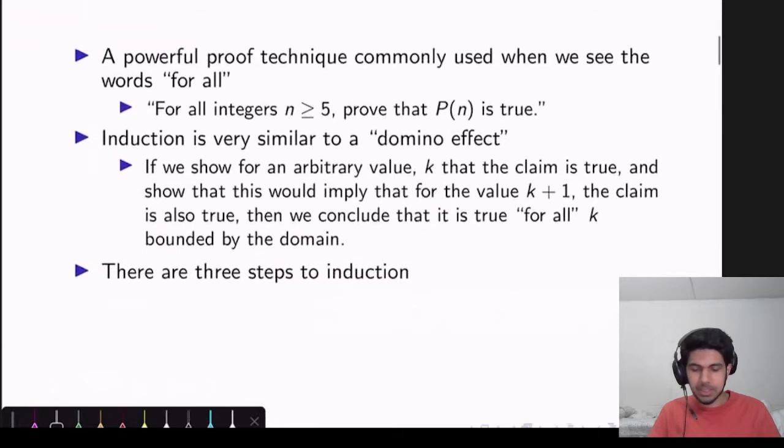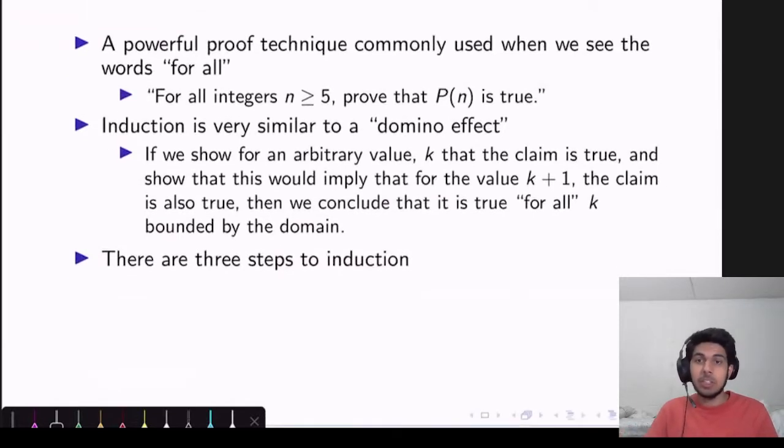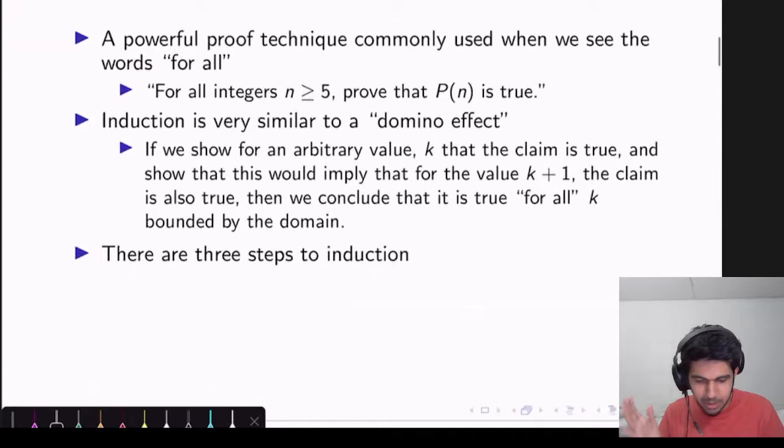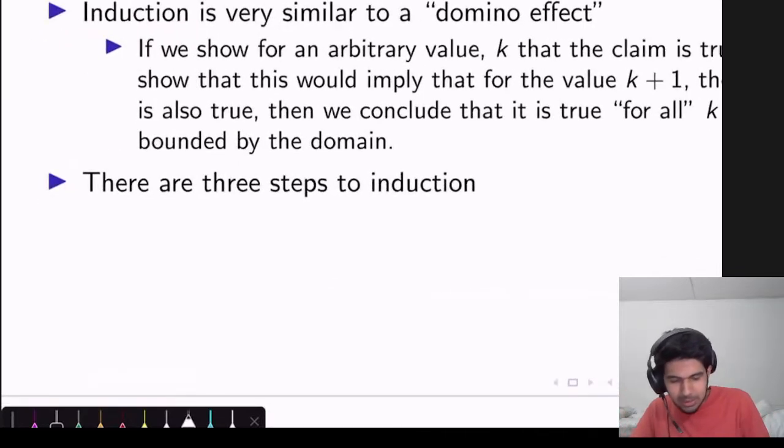But the thing I want to focus on is the second bullet point. Induction is very similar to a domino effect. The idea of induction is if we show for some arbitrary value k that the proposition is true, and we show that that would imply it is true for the value k plus 1, the value right after k, because of the implication there, then we conclude that it is true for all k bounded by the domain. There are 3 steps to induction, but that's fine. Let me explain this domino effect a little bit more.